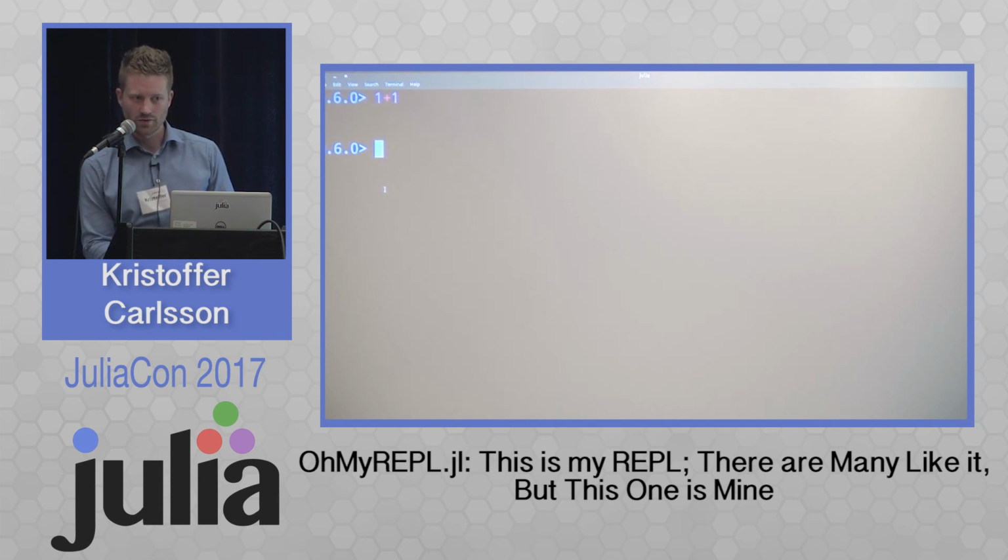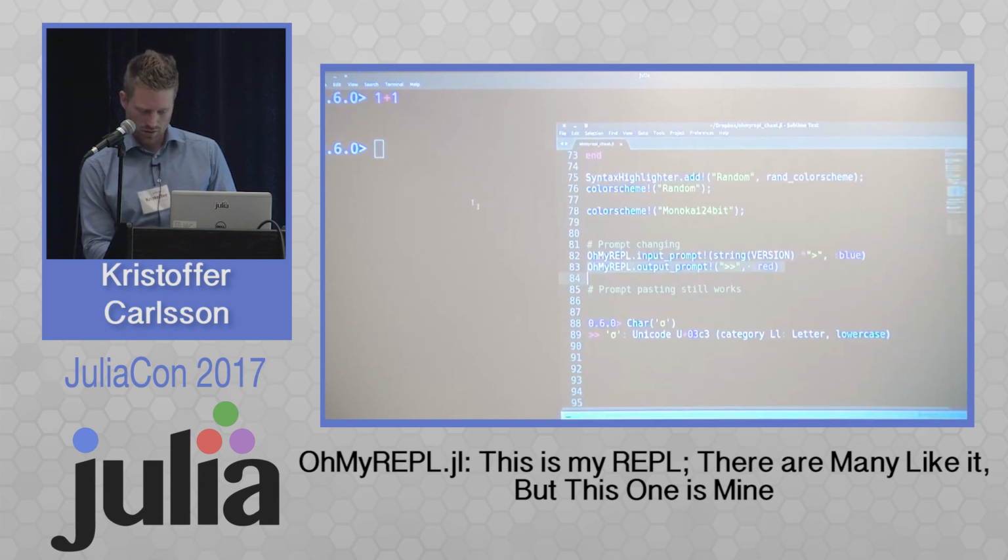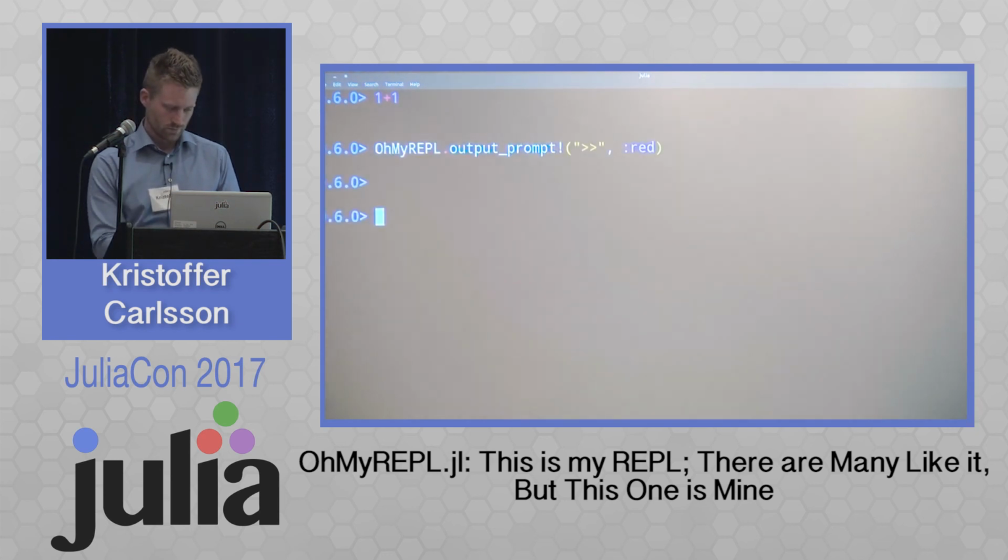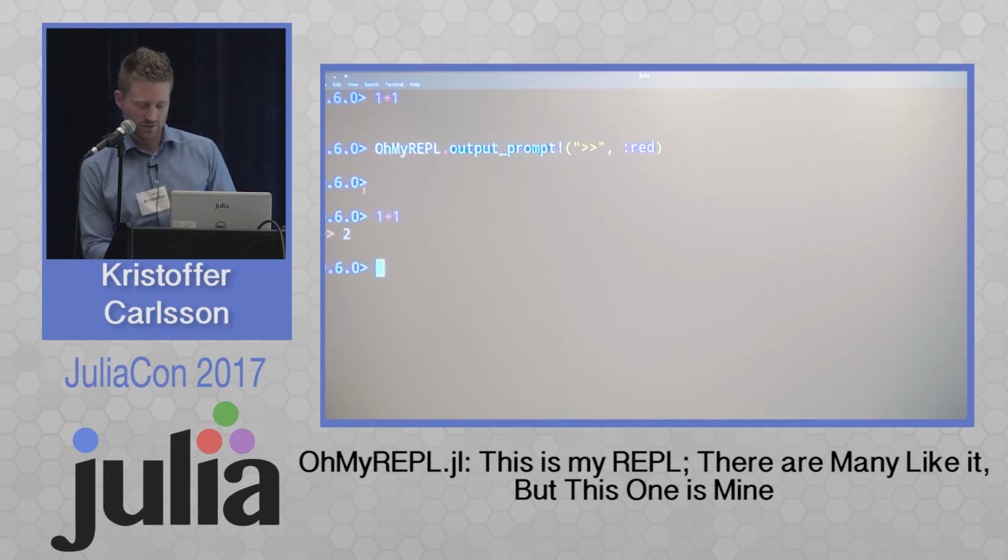But then, for example, the IPython notebook has this little output prompt as well, which I think is kind of nice. So I can add this output prompt, just make any string and then the color of it. And now if I evaluate something, there's this little output prompt as well.